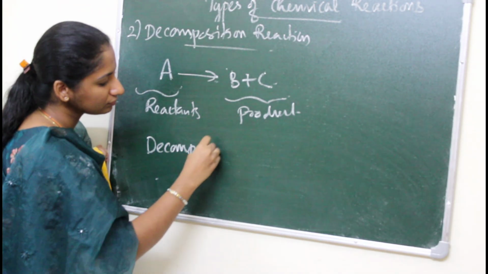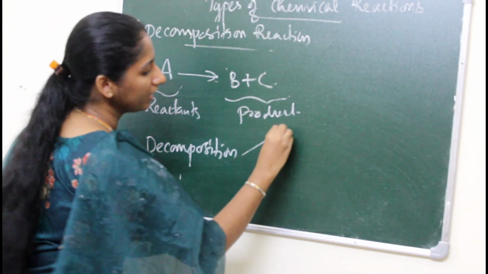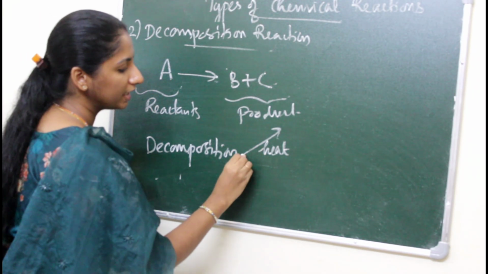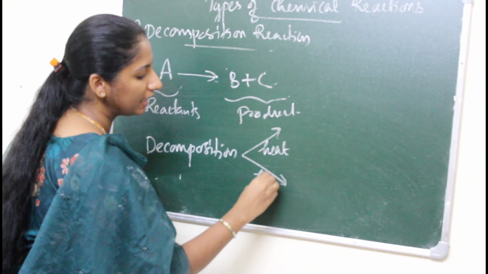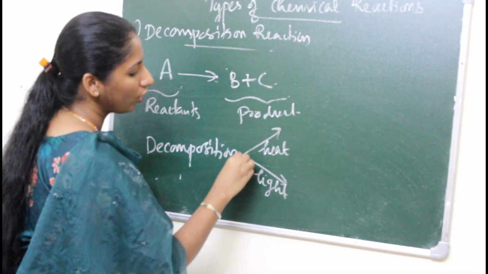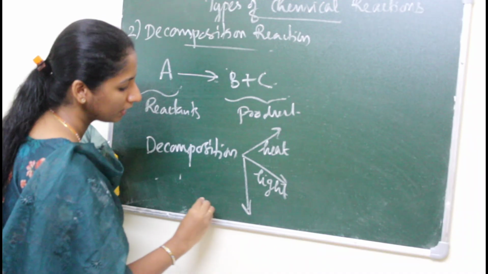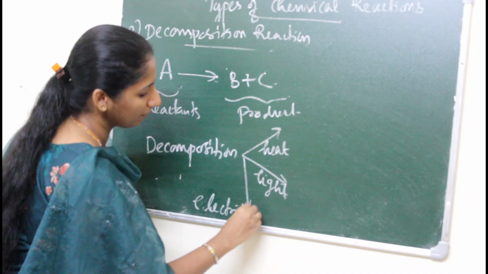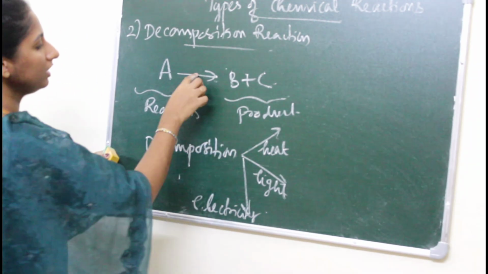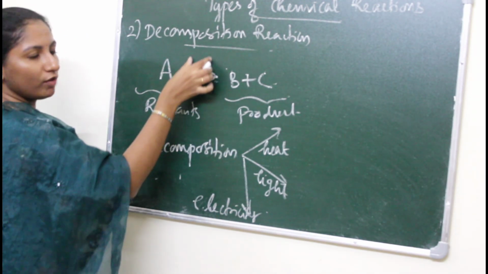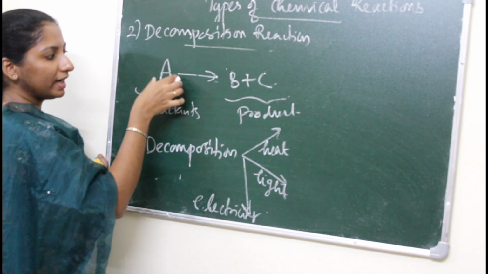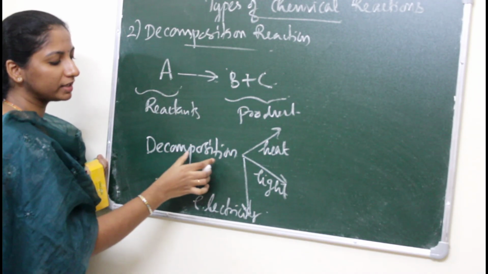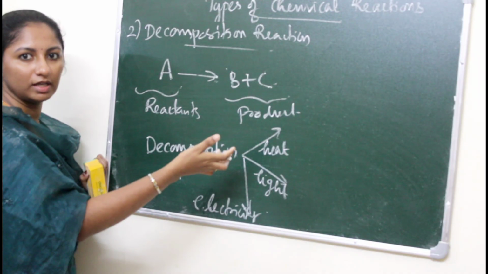Decomposition can be done by application of heat. Or by applying light we can do decomposition, or by applying electricity we can do decomposition. That means we can apply heat energy to divide a single reactant into two or more products. Such a reaction we can call decomposition by heat energy.